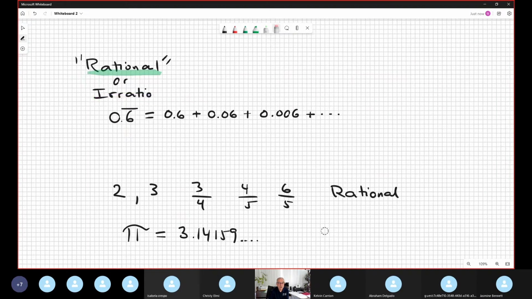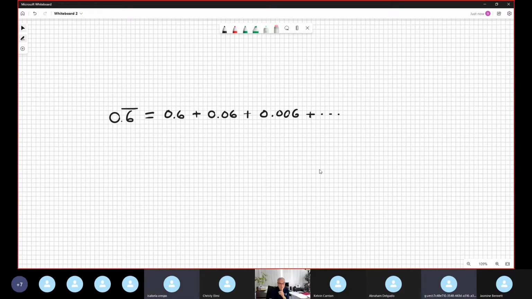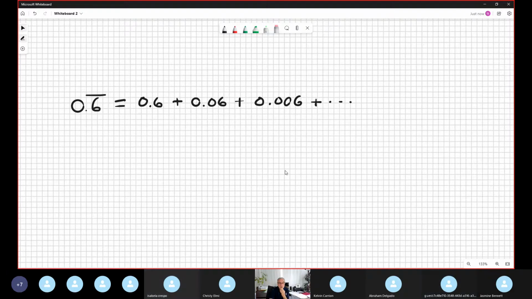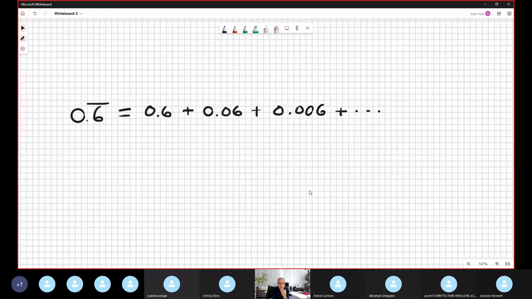What do you think? This number. Some students say, well, no, I have no idea. Some students say, maybe it's irrational because it has infinite decimal places. Okay, but you are wrong. It's not irrational, since we can turn it into a fraction. You can turn it into a fraction in this case, or no? So we can write 0.6 repeated like a fraction or no? Yes or no? Or no idea?